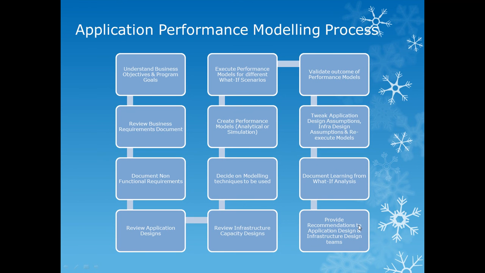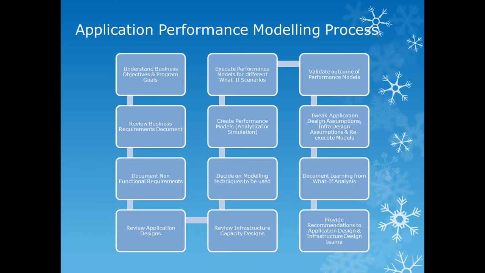So in a nutshell, the performance modeling process is about understanding your business requirements, understanding your non-functional requirements, translating those non-functional requirements into application performance models, using a combination of analytical and simulation modeling techniques to validate your design assumptions and your infrastructure capacity assumptions, then using what-if analysis, tweaking your models, and re-executing your models for different combinations of your infrastructure capacity and application designs until you meet your non-functional requirements, and eventually providing your recommendations to the application design and infrastructure design teams.